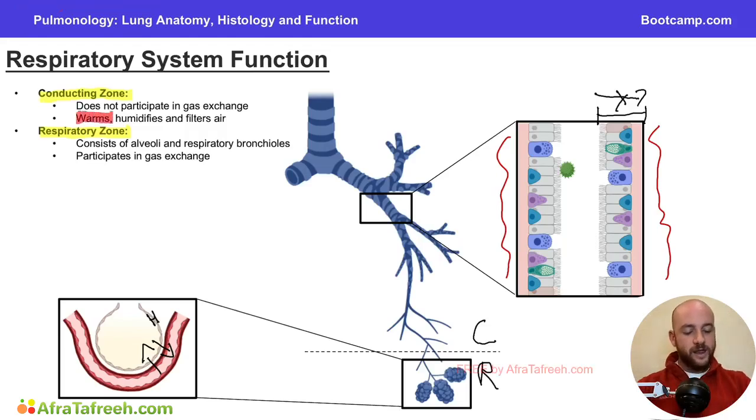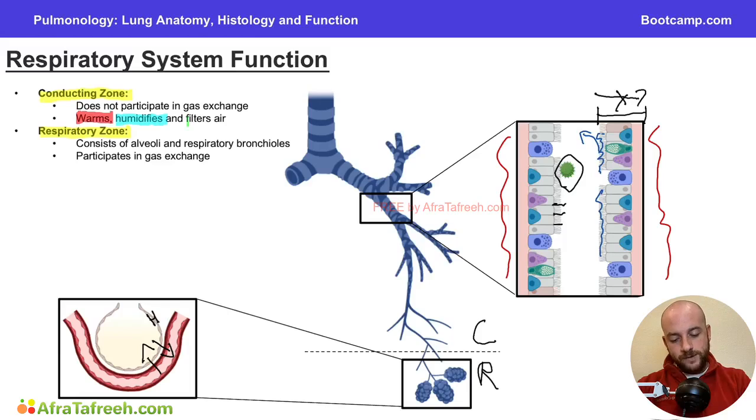There's also a thin layer of water and mucus on the epithelial lining, and that water contributes some humidity to the air. And so the conducting zone also humidifies the air. And lastly, there are little hair-like projections coming out of the epithelium called cilia, and those trap foreign particles. And so the conducting zone also filters air.